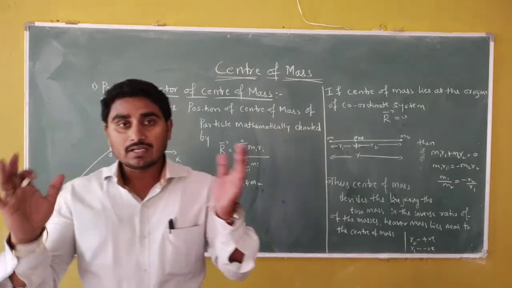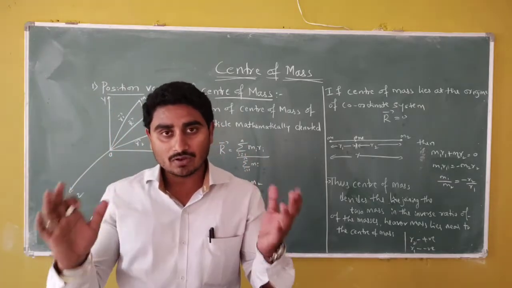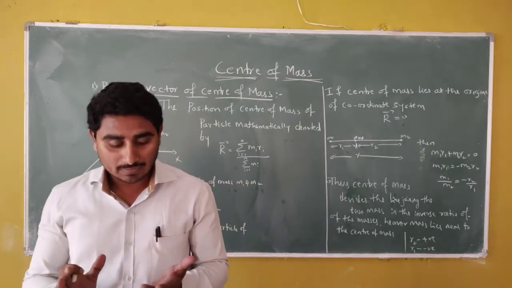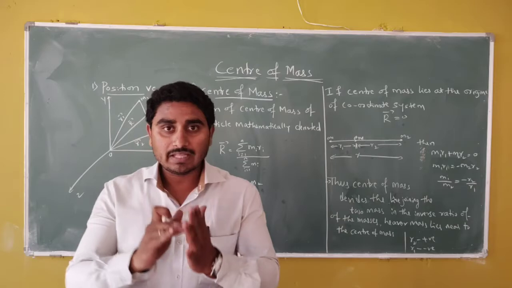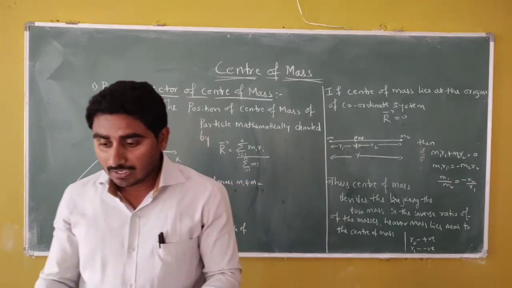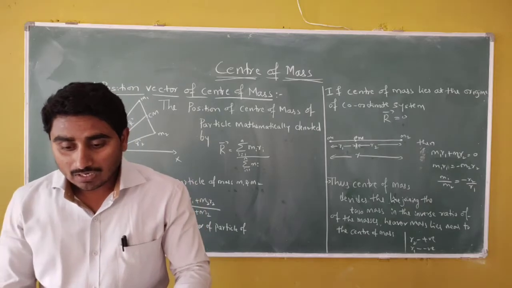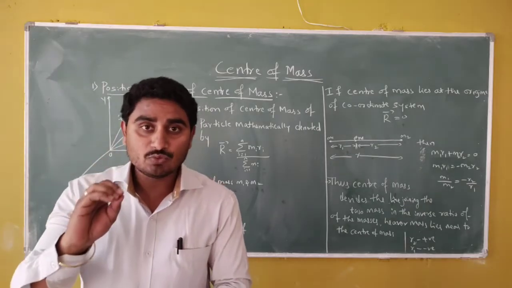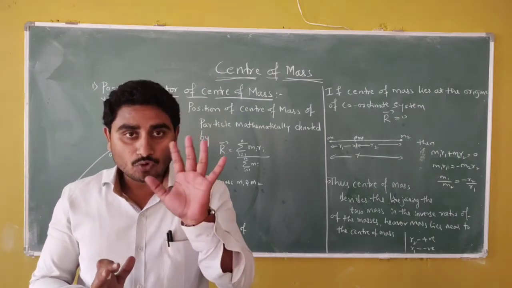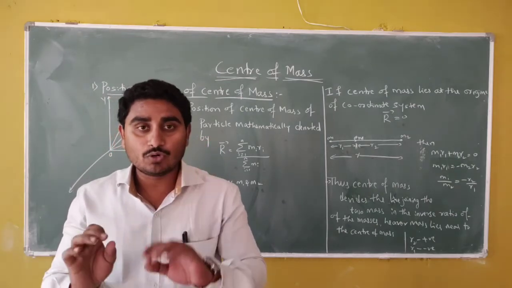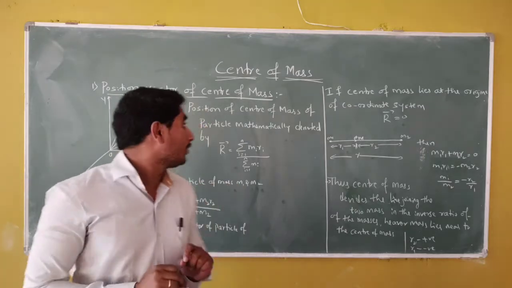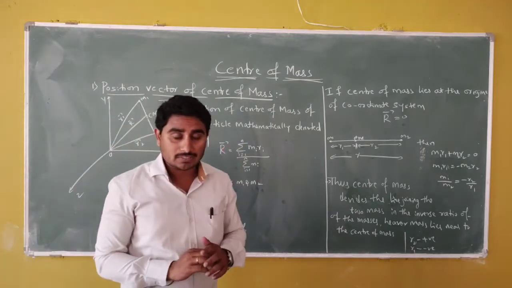If we consider a system consisting of n number of particles, there is one point in which the whole mass of the system is concentrated, and its motion is the same as would ensue if we applied the force on the whole system at that point. That point we are going to call the center of mass.